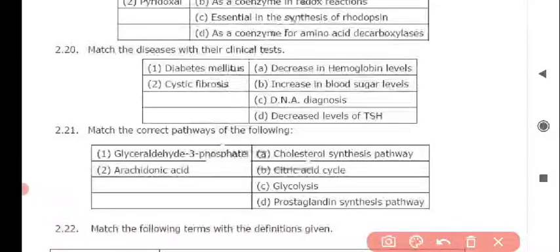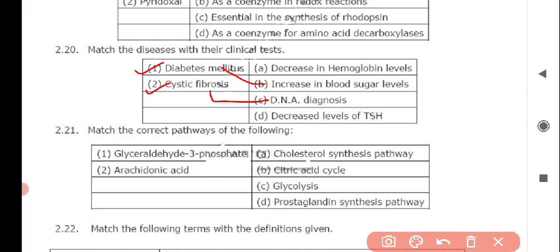So next question is match the diseases with their clinical test. For the first option, that is diabetes mellitus, the correct answer is increase in blood sugar levels. And for the second option, that is cystic fibrosis, the correct answer is option C, that is DNA diagnosis.